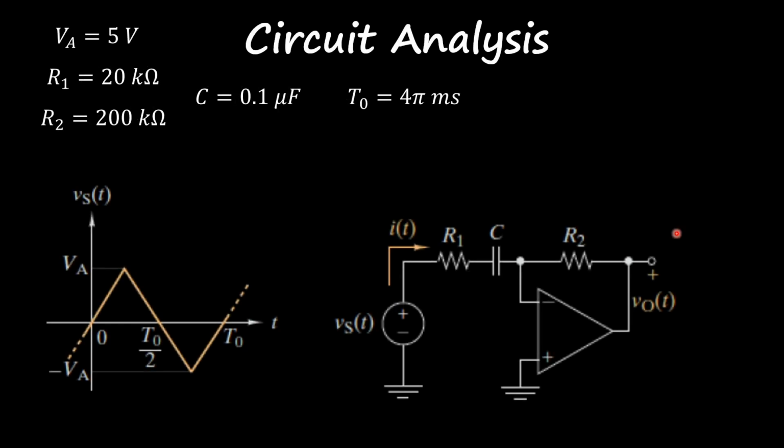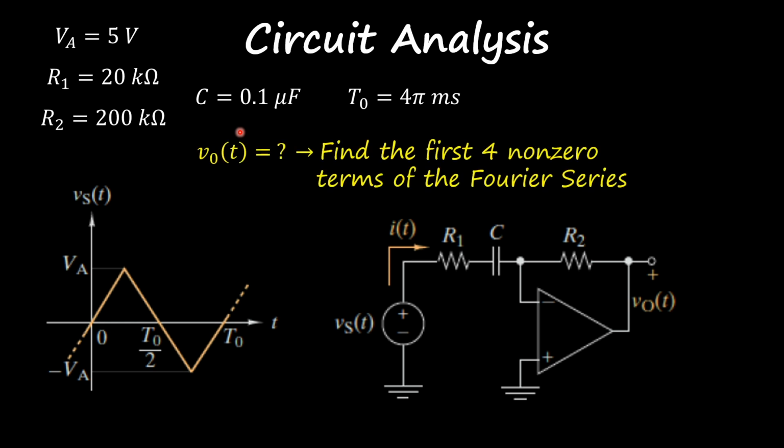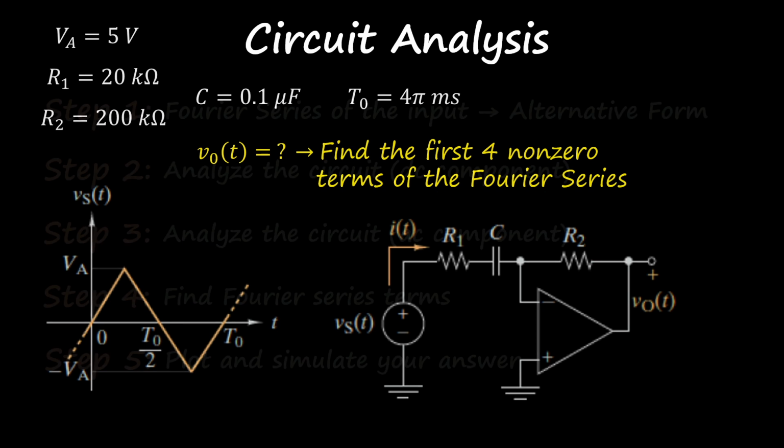Let's cover one more exercise with the Fourier series. Now we have an op-amp with a set of resistors and one capacitor connected in this fashion. Our input is now a triangle wave with a period of 4 pi milliseconds, a volt peak to peak of 10 volts or an amplitude of 5, and the respective values for resistance and capacitance here. Our goal is to find the V0 of t, finding the first 4 non-zero terms of the Fourier series.